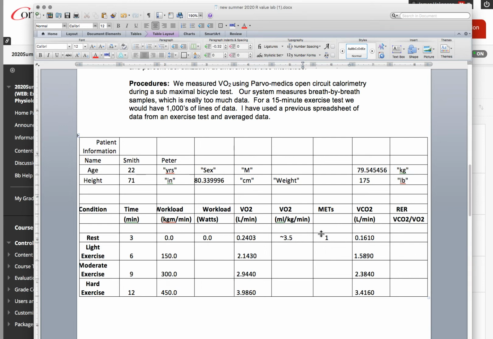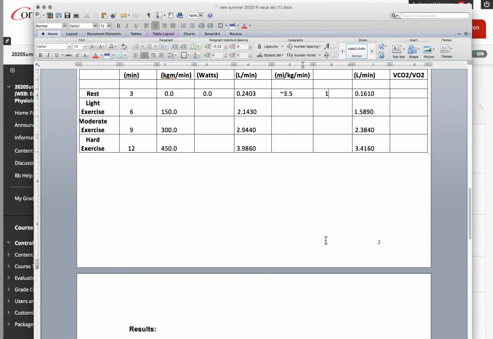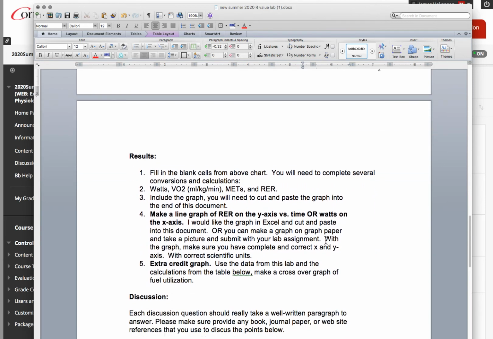So you also need to complete this column in terms of how many METs this person was exercising. Great. So there's the data table. So complete this data table. And then there's one graph I would like you to make.